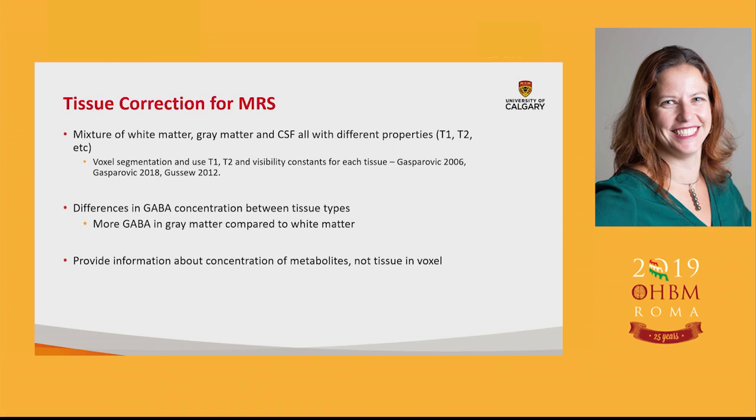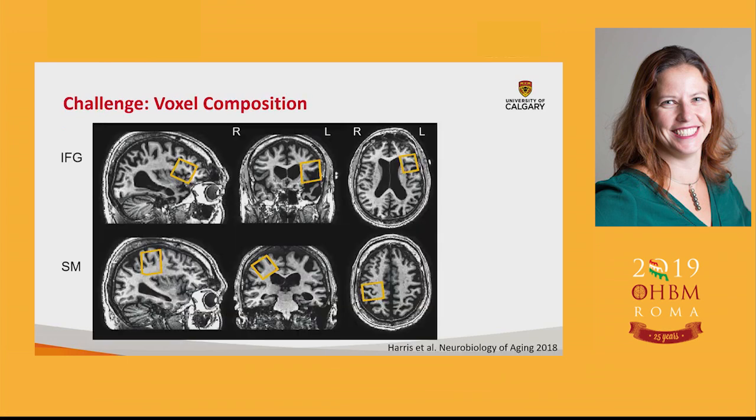But what I do want to highlight is there are differences in GABA concentration between white matter and gray matter. We know that there's more GABA in gray matter compared to white matter, so this becomes relevant when you're thinking about your voxel composition and how to interpret your data. I would argue that we perform these spectroscopy experiments to provide information about the metabolites and not about whether you've got more or less gray matter and white matter in a voxel. And this is where tissue correction comes in.